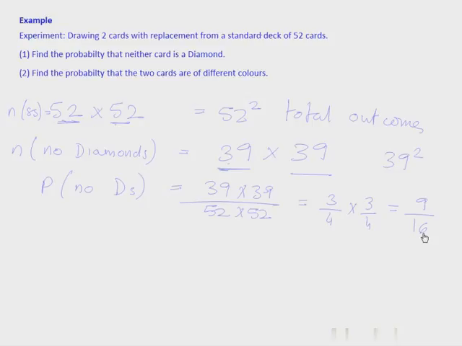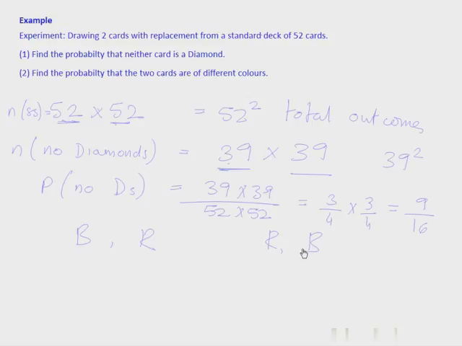The second question, find the probability that the 2 cards are of different colors. So, this deck consists of 2 colors. There are 26 cards that are black and 26 cards that are red. The black cards are the suits, spades and clubs, and the red cards are the suits, diamonds and hearts. We need to find the number of ways we can pick 2 cards that are of different colors. So we need to pick a black followed by a red or a red followed by a black.